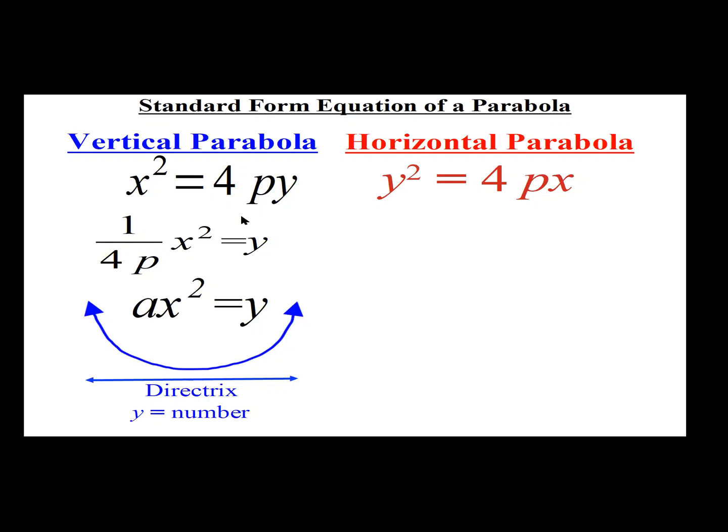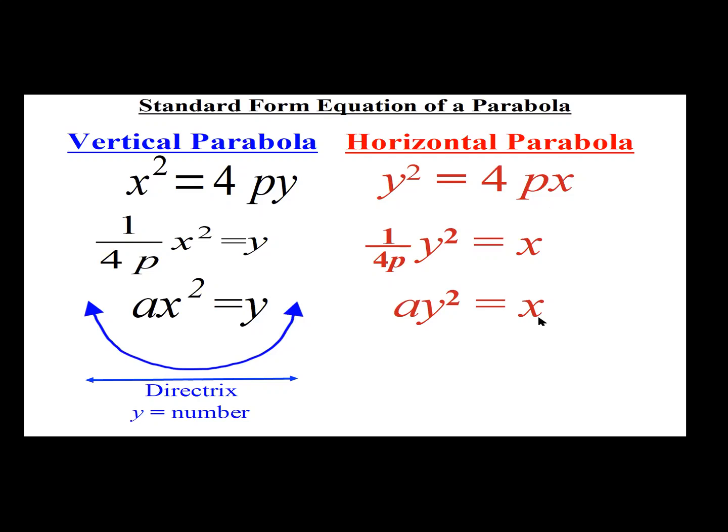And what do you guys notice? All we did is substitute the values for x and y. We switched those because now we're going to be graphing according to the y-axis, okay? And of course, the other derivations or the other forms look very similar. Look, 1/4p y squared equals x, and a y squared equals x.